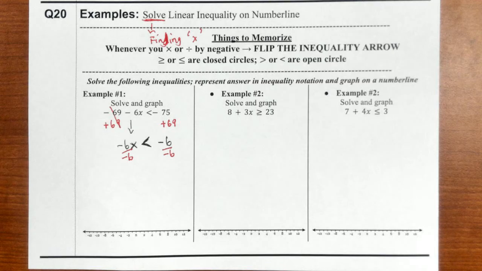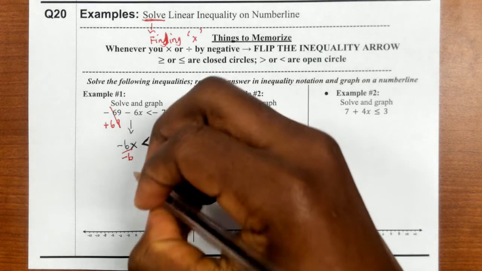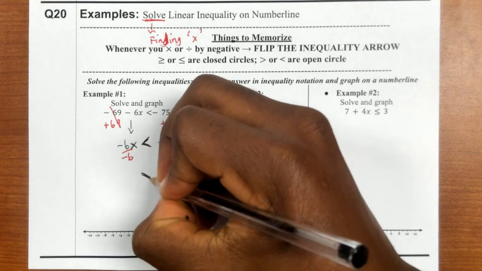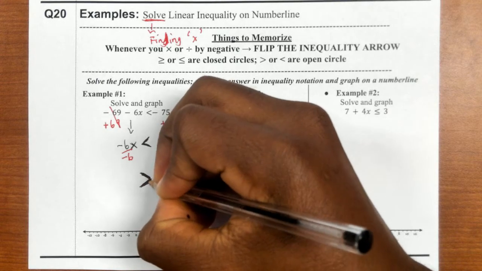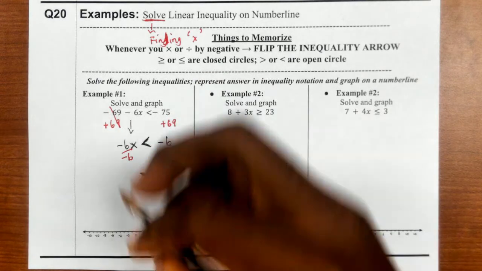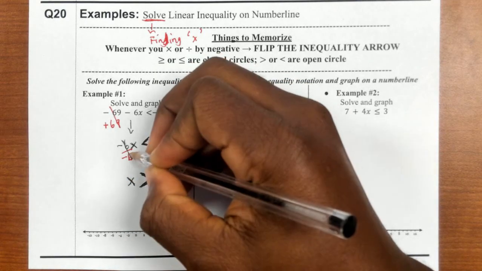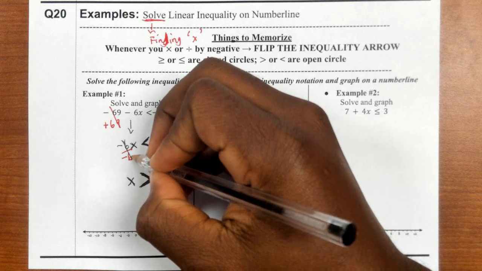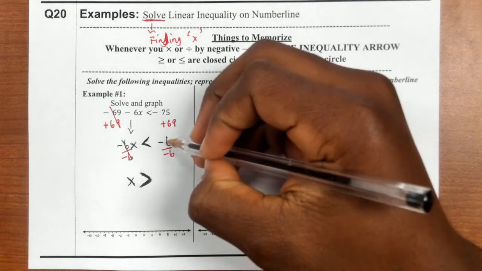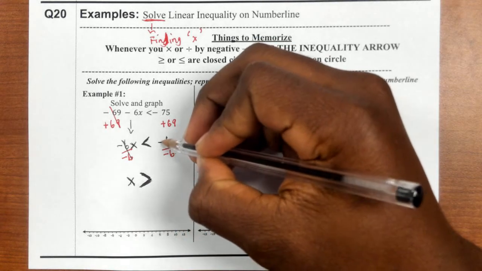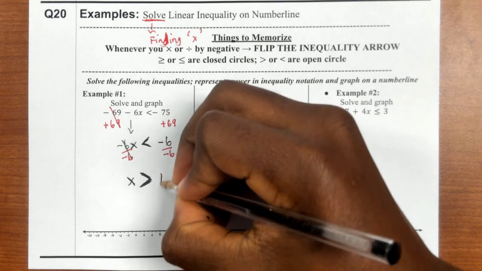Whenever you divide by a negative number, whatever this operator is is going to flip to the other direction. So my less than sign is now going to transform into a greater than sign. It flips to the other direction. So this cancels, and x is now going to be greater, because anytime you multiply or divide by a negative, you flip the operator to the other direction. Negative 6 divided by negative 6, a negative divided by a negative gives me a positive. 6 divided by 6 is a positive 1.